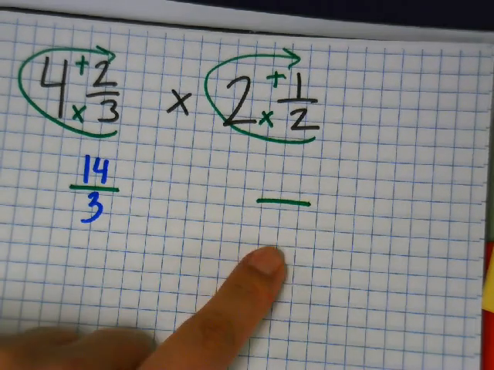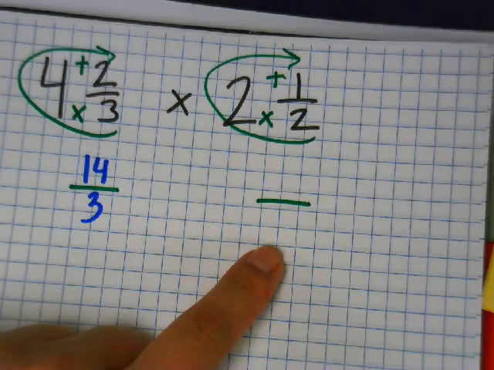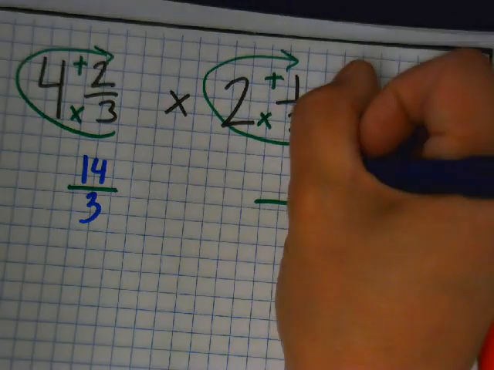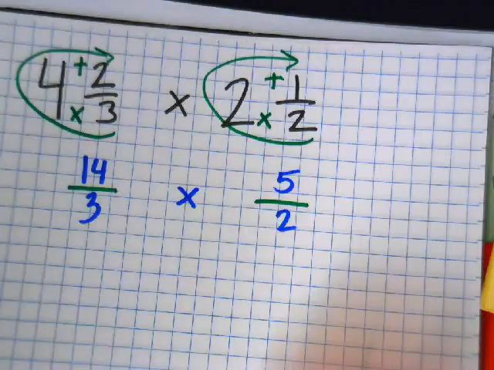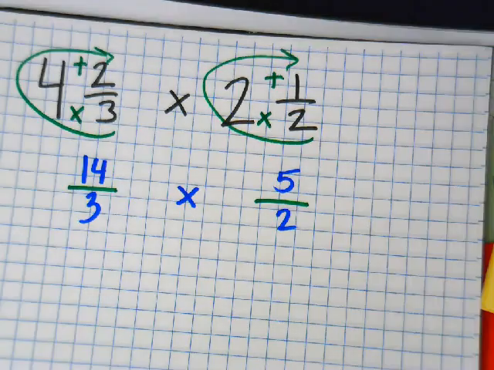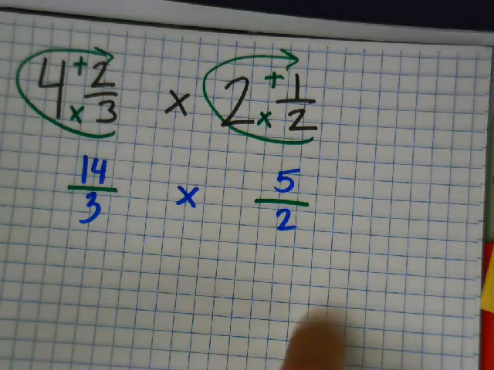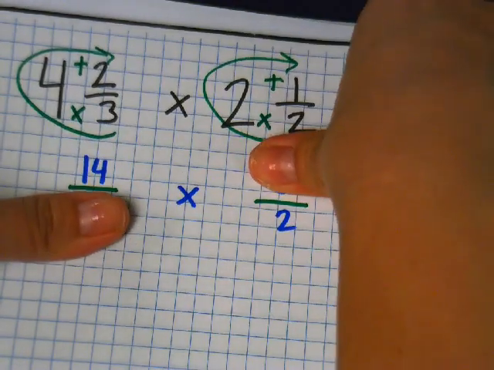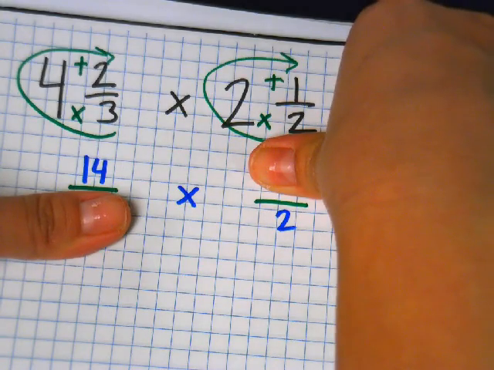Okay, try this one. 2 times. What'd you get? 5 over 2. 2 times 2 is 4 plus 4 is 5. Then we multiply. Okay. Now check your corners. 14 and 2. 3 and 5? No. Nope. 14 and 2? Yes. What can you divide 14 and 2 by?